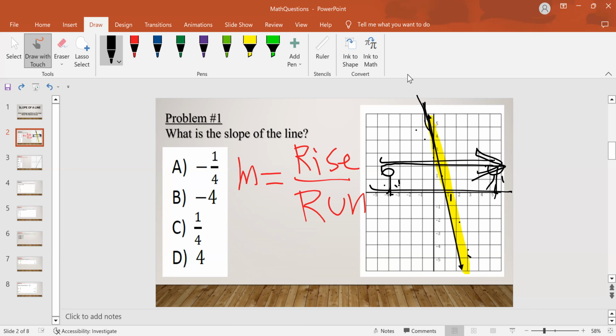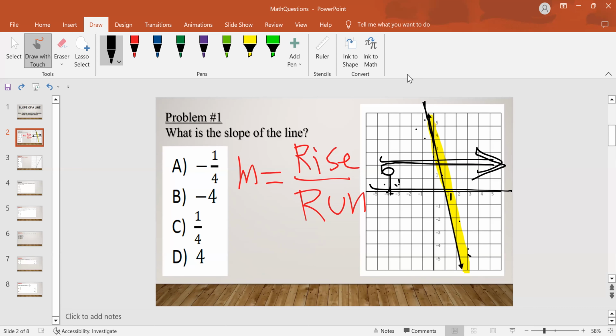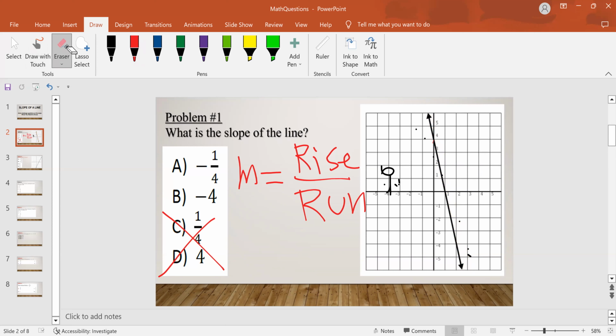Because the graph is going down, there is a rule saying that every time you see a graph going down or decreasing, that means the slope of that line is negative. Therefore, A and B probably will be the correct answer. C and D cannot be the correct answer. So right away, I know that C and D are out based on this graph. Now let's go directly to the way we're going to find rise over run.